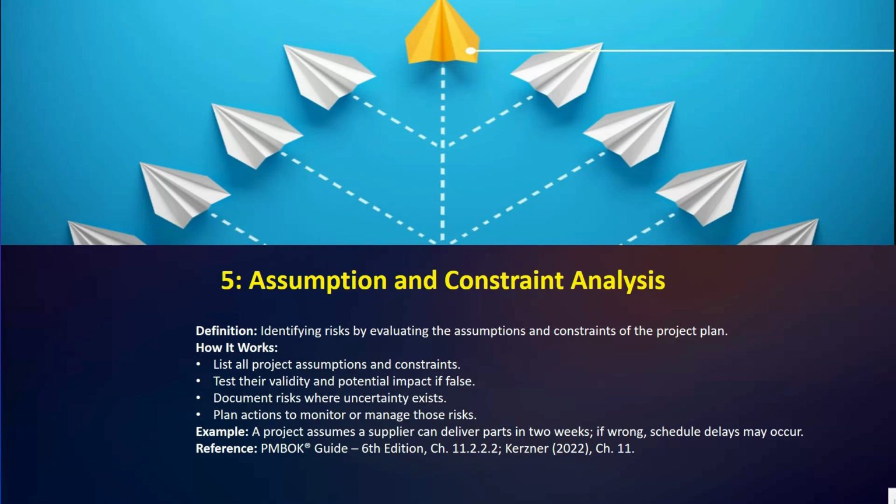Actually, you will systematically review all the project assumptions and constraints. For each one you ask, what if this is false, or you can say, what if this changes. This will help you to pinpoint areas of uncertainty and document them as potential risks that need to be monitored. So here we have the example: our project assumes a supplier can deliver parts in 2 weeks. If wrong, schedule delay may occur. Okay, so I hope this is clear.